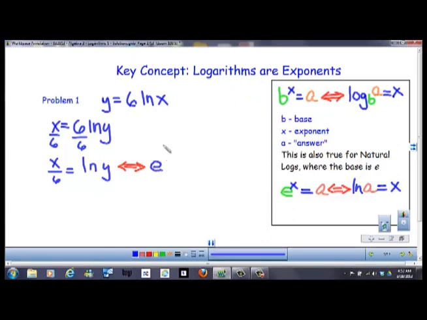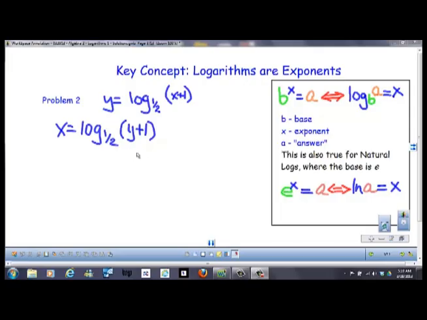E to the x over 6 is equal to y. And that's it. Y is equal to e to the x over 6 is the inverse of y is equal to 6 times the natural log of x. Let's go to our next problem.